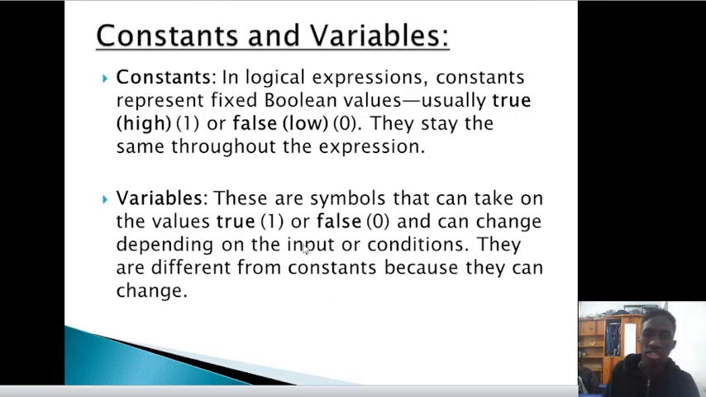So variables are symbols that can take on the values true, 1, or false, 0, and they can change. Variables can actually change, they are not fixed. They are different from constants because they can actually change. So a variable can actually change. It's not a fixed value.